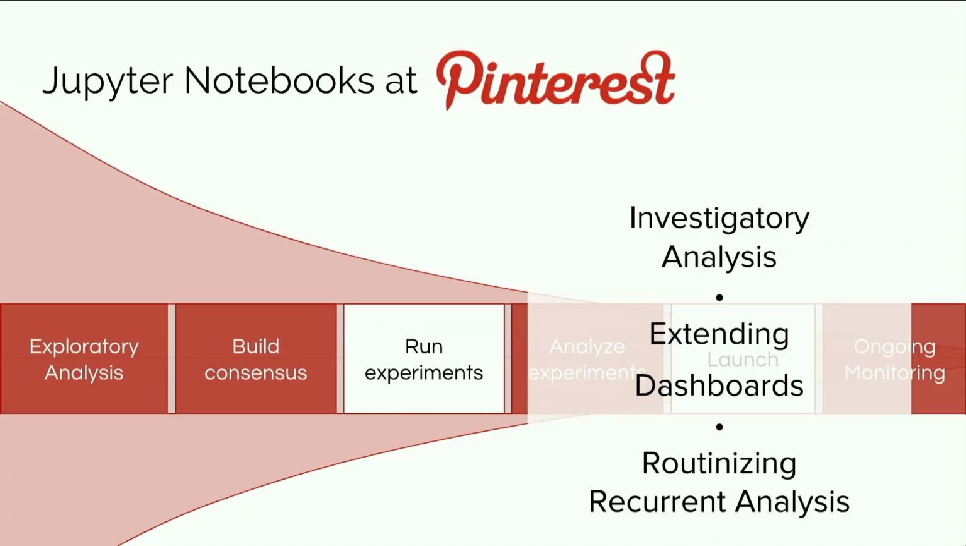In each of these phases, these kinds of analyses largely fall into three buckets, or use cases. The first one is investigatory analysis, those asking the initial questions. Extending dashboards is about being able to not have to commit before beginning to socialize a metric. And routinizing recurring analysis is about how you free up capacity that used to be spent on analysts doing the same thing over and over again.